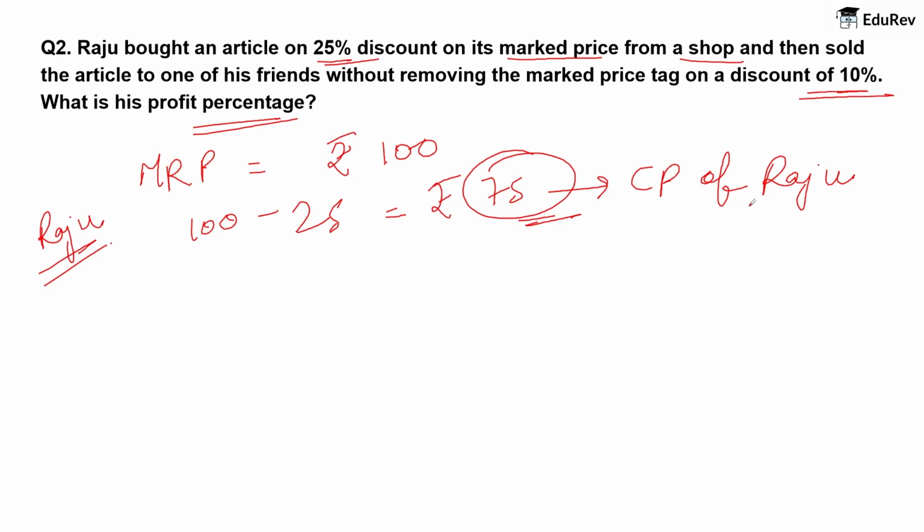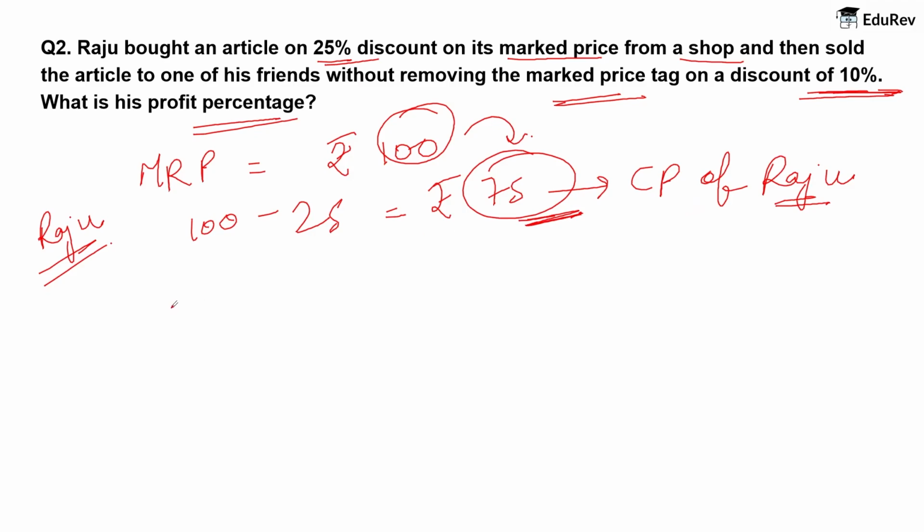So over here, Raju is acting as a shopkeeper or a business person. He bought something from a shop at a discount of 25% and then he sold it on a discount of 10% to his friend without removing the tag. So price tag was 100 rupees. So when he bought it, he got it for 75 rupees. So this becomes the cost price of Raju.